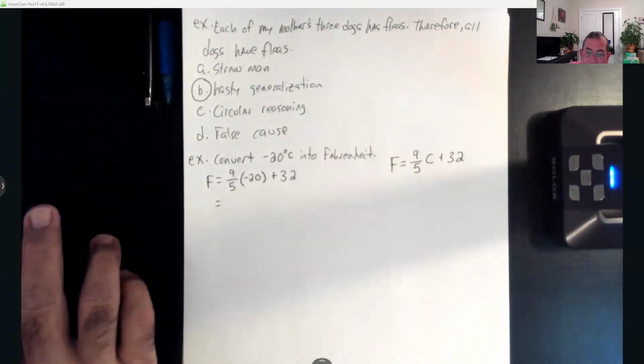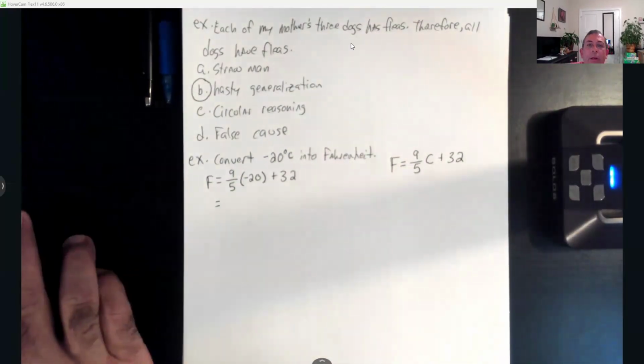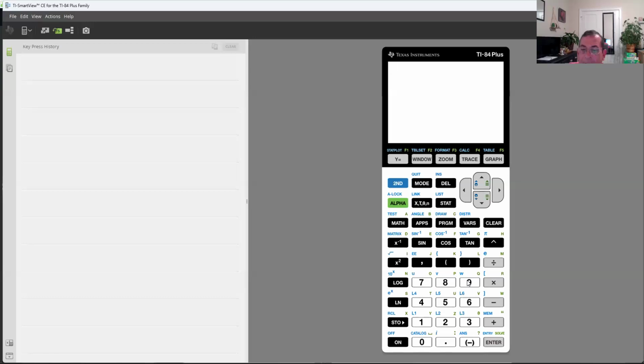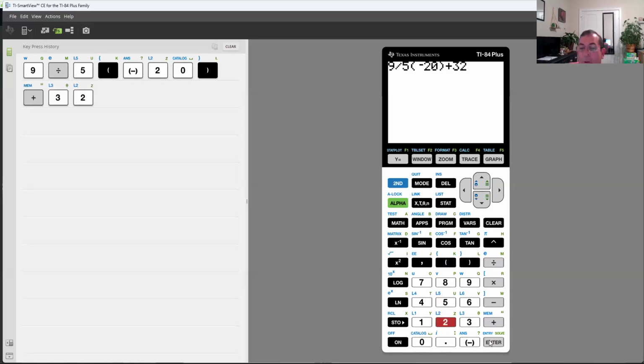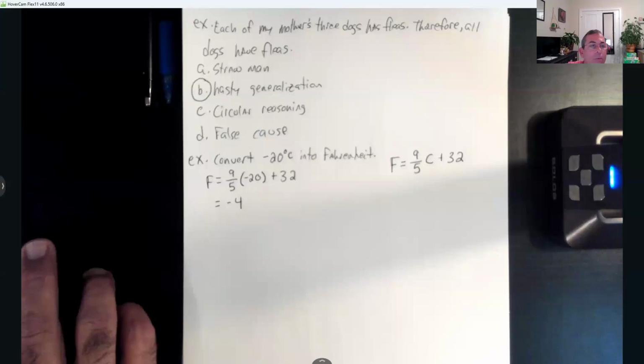You know, these ain't bad on your calculator, so let me share my calculator real quick. And y'all just gonna plug it in, 9 divided by 5. And then in parentheses, I had my -20, close parentheses, and then plus 32. Once we hit enter, we will have our Fahrenheit temperature of -4 degrees. Okay? So yeah, just plug that in and be done with it.